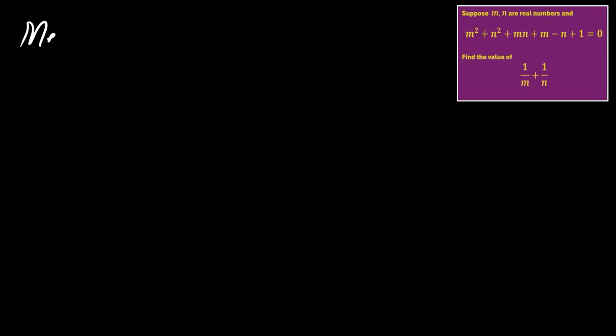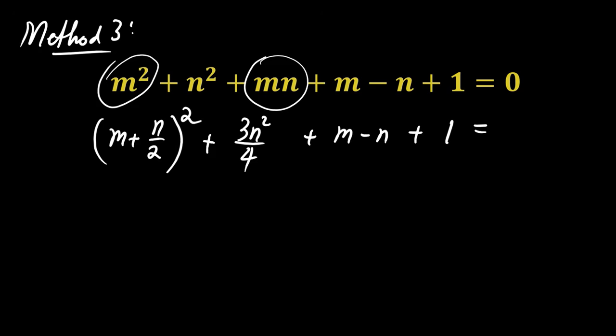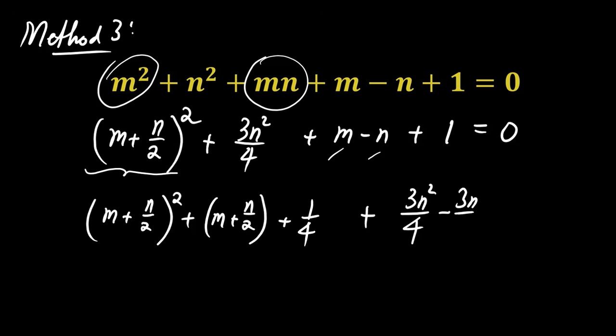Now we go to method 3. Again, start from this equation. First, we complete the square based on m squared and mn. So that will be (m plus n over 2) squared. After which, we'll have 3n squared over 4. The rest remain the same. Now, because of this, we can have (m plus n over 2) squared plus another (m plus n over 2), plus 1 over 4. And the remaining will be 3n squared over 4, then negative n will become negative 3n over 2, and 1 will become 3 over 4.